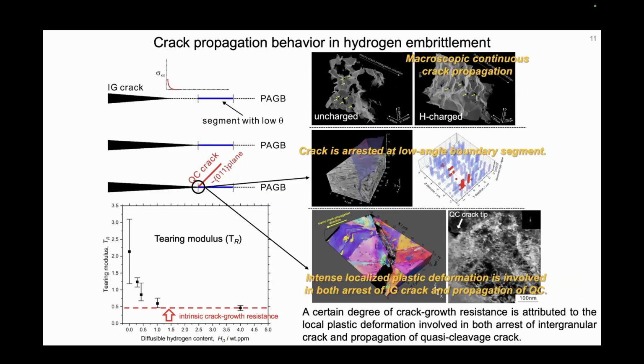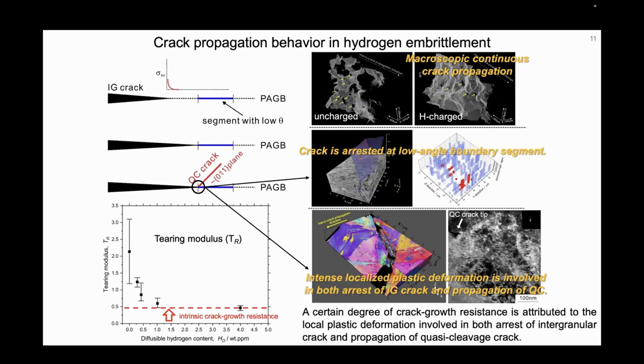So finally, I want to briefly discuss the crack propagation behavior in hydrogen embrittlement. Because of the high cohesive energy of the low-angle boundary segment, the crack is arrested at the low-angle boundary segment. But obvious crack tip blunting does not occur, and the crack can continue to propagate into the grain interior as a quasi-cleavage crack. This could be the reason for the macroscopic continuous crack propagation in hydrogen embrittlement.